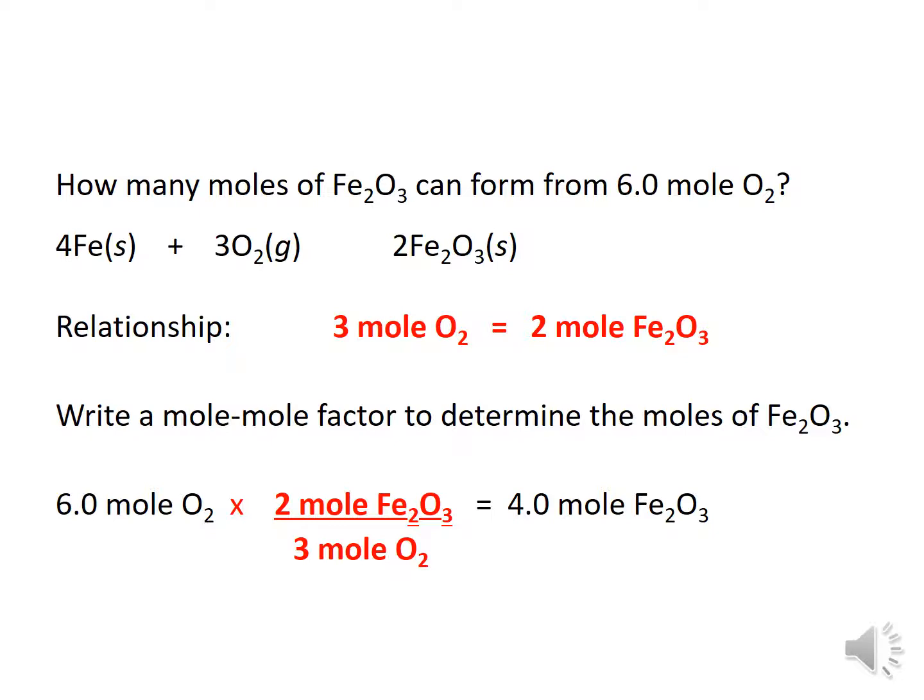And then I would write a mole-mole factor to determine the moles of iron oxide. I'd take 6 moles of oxygen times 2 moles of iron oxide over 3 moles of oxygen. So 6 times 2 divided by 3 is 4 moles of iron oxide. 4 moles of iron oxide can form from 6 moles of oxygen.